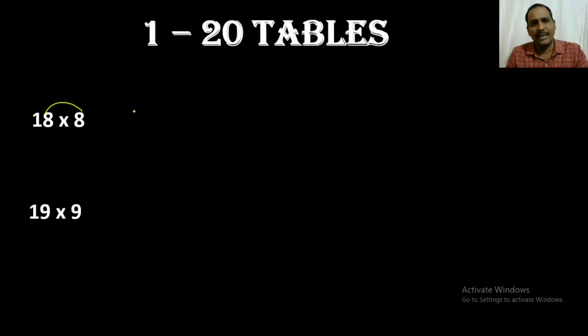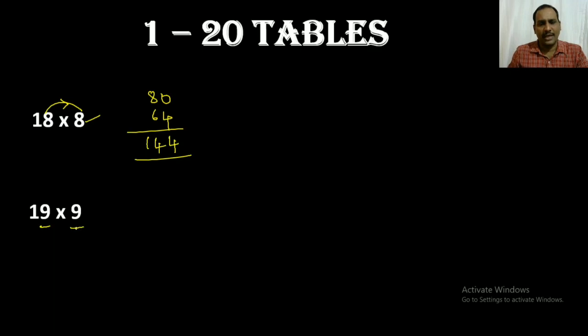Initially it may take 10 to 15 seconds for you to calculate, but after practicing well, you will be able to do it in 3 or 4 seconds. So this 8, I am writing it as 80 and 8 into 8 is 64. When you add it, you will get 144. Now 19 into 9. 9 into 9, I am writing it as 81 and 9 as 90. 90 plus 81, that is 171.